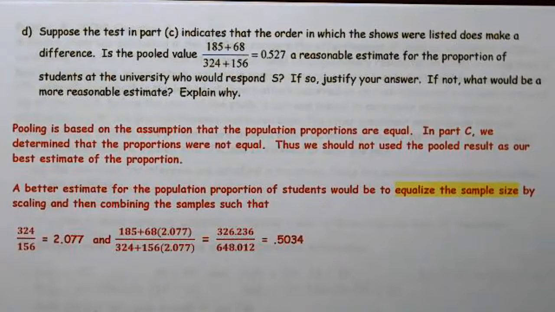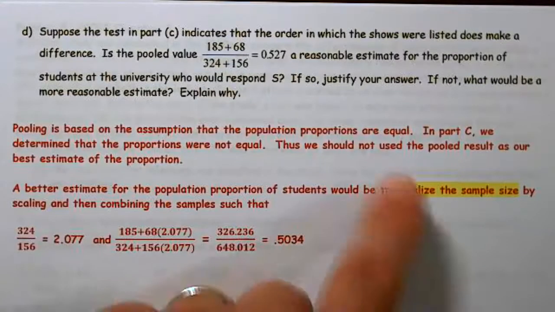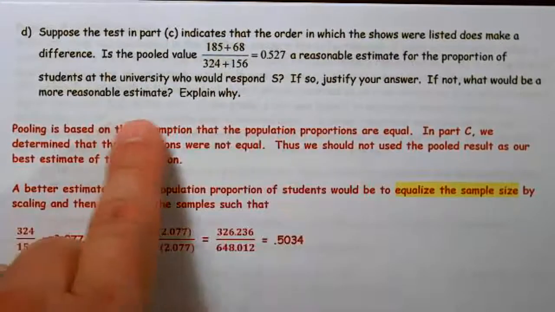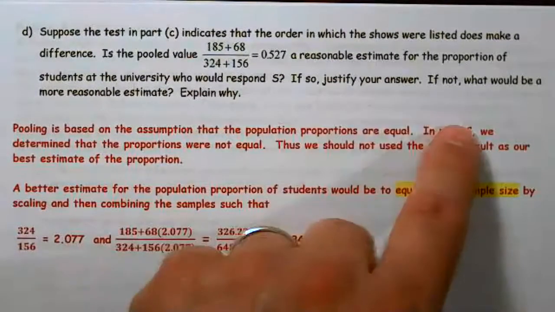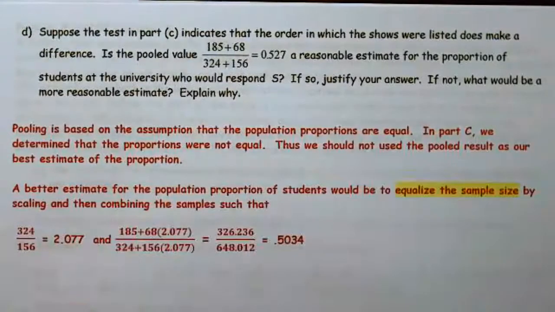So suppose the test in part C indicates that order in which the shows were listed does make a difference. And in fact, that's what we showed. Is the pooled value or the combined value a reasonable estimate for the proportion of students at the university who would respond S, or Seinfeld? If so, justify your answer. If not, what would be a more reasonable estimate?